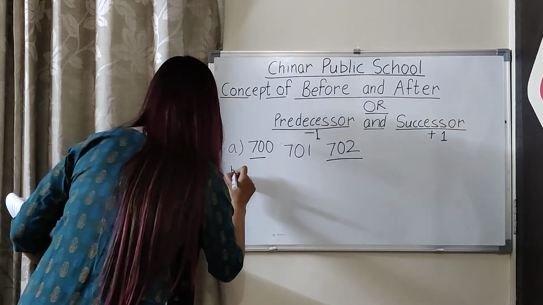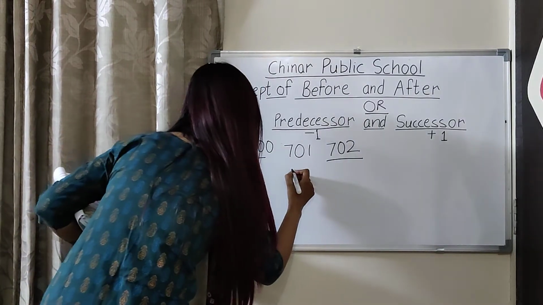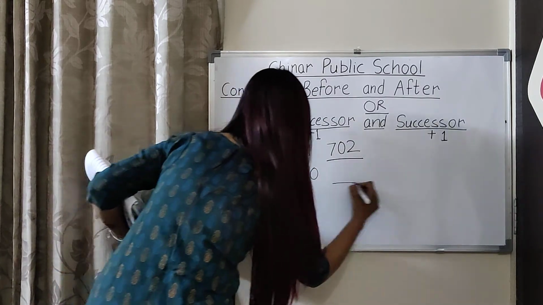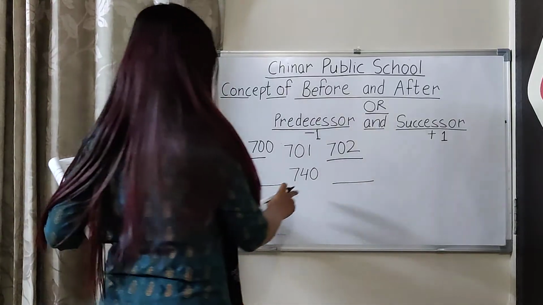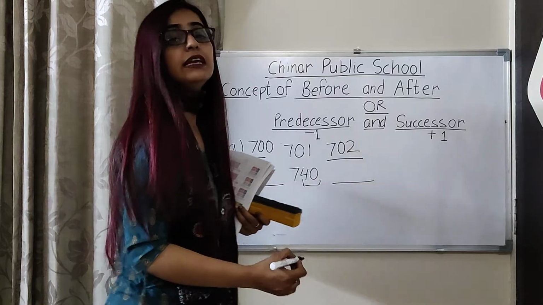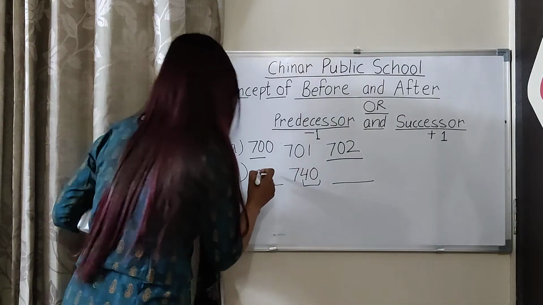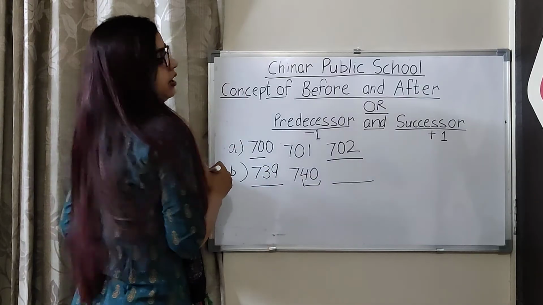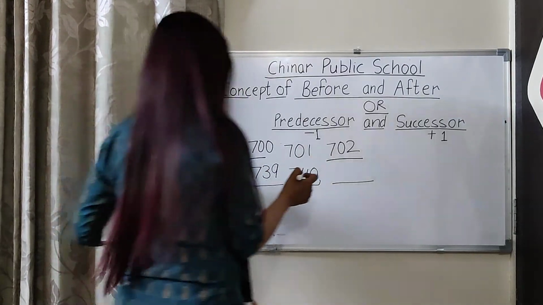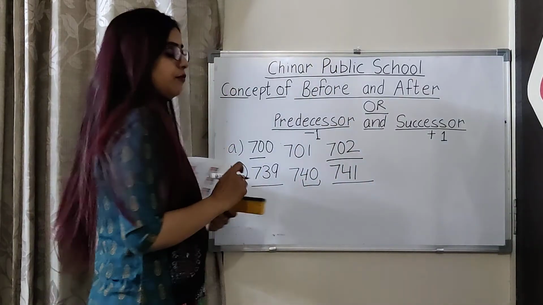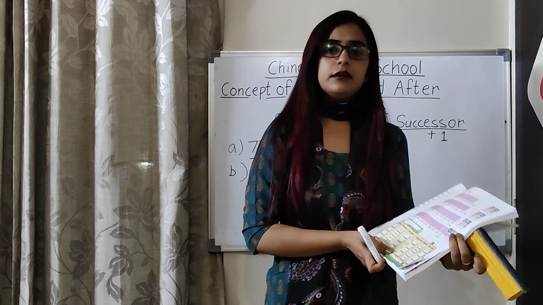In the same manner, in B part the number given is 740. What will be the before number of 740? Now this is 40. What comes before 40? 39. So 739. And what comes after 40? 741. Fine, kids? In the same manner you have to do this exercise.